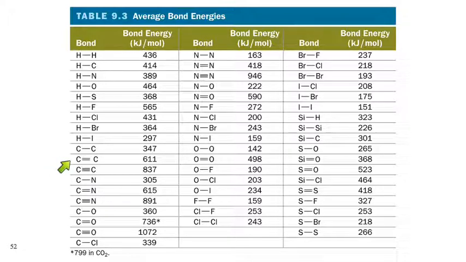If we look here at carbon-carbon bonds, here's a single bond, 347, double bond, 611. It's not quite double, but it's getting there. And then the triple bond, 837. So significantly more energy to break a triple bond. One thing I want to point out here is the asterisk on the carbon-oxygen double bond. The average bond energy for that is 736, except in CO2. In CO2, it's significantly higher at 799, and we run into CO2 a lot, so that's listed as an exception.